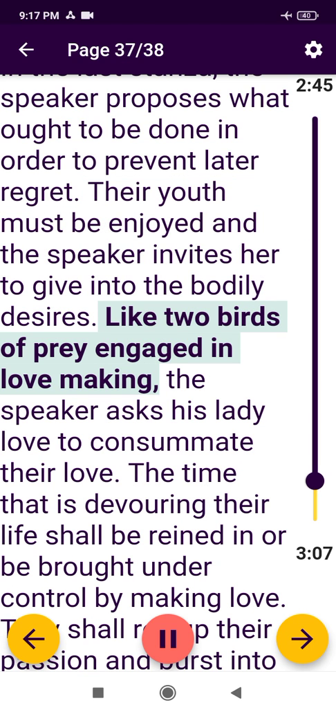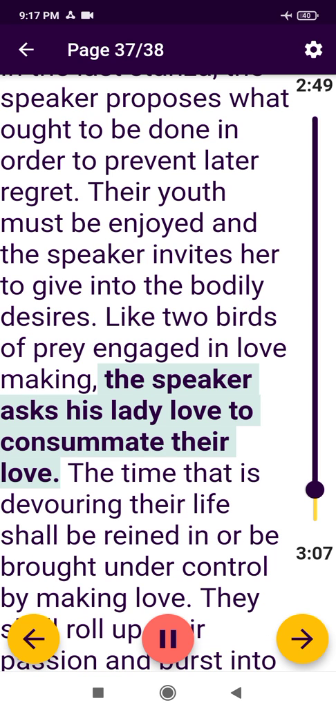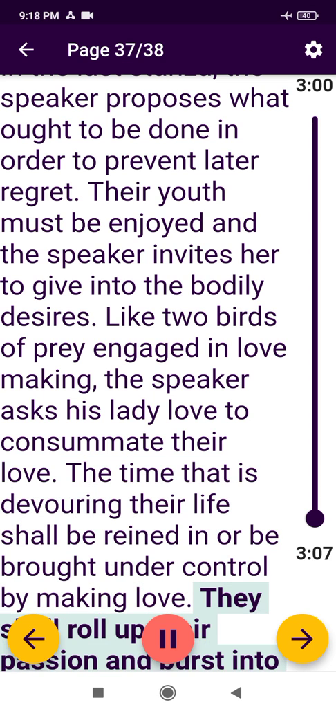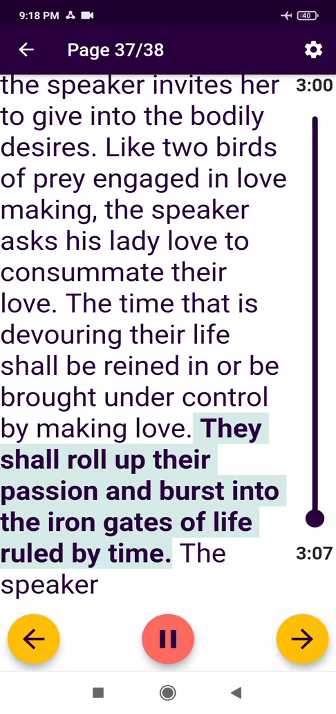Like two birds of prey engaged in love-making, the speaker asks his lady love to consummate their love. The time that is devouring their life shall be reined in, or be brought under control by making love. They shall roll up their passion, and burst into the iron gates of life ruled by time.